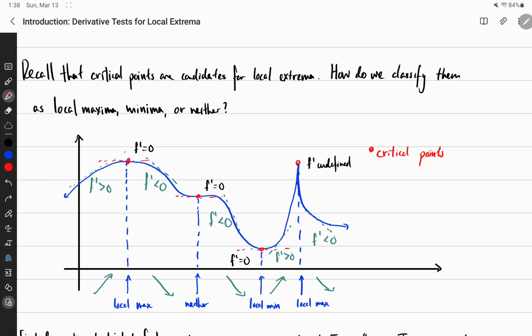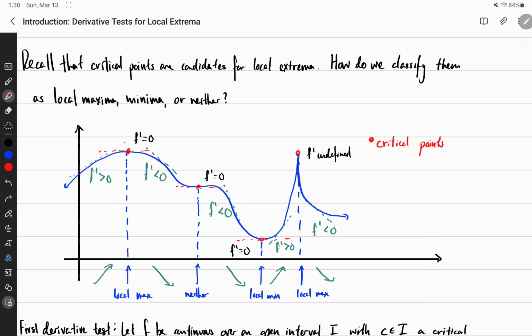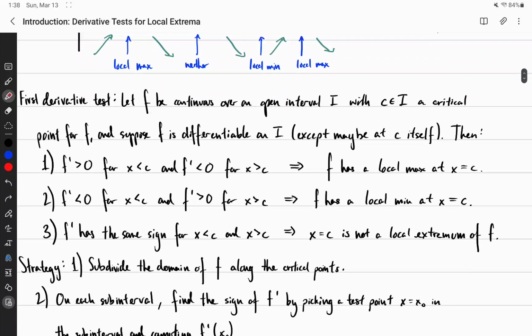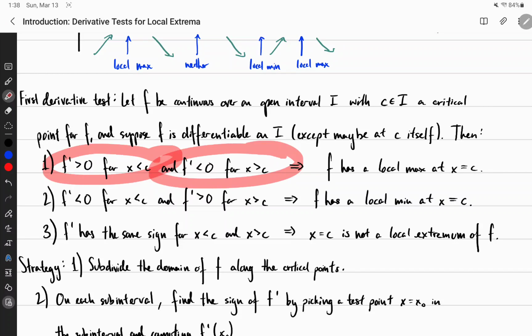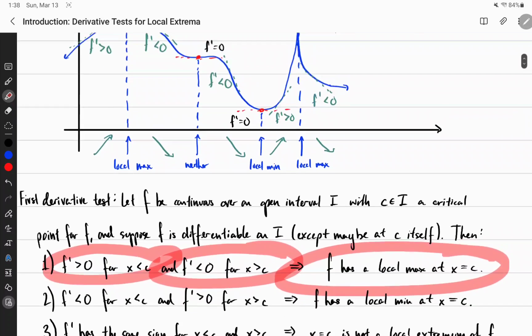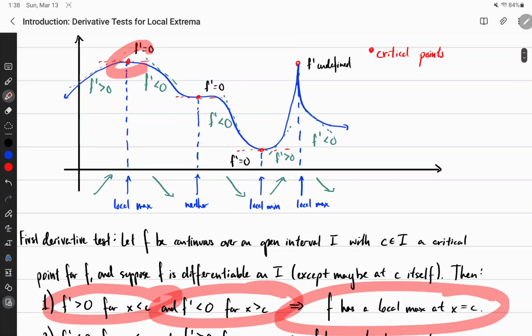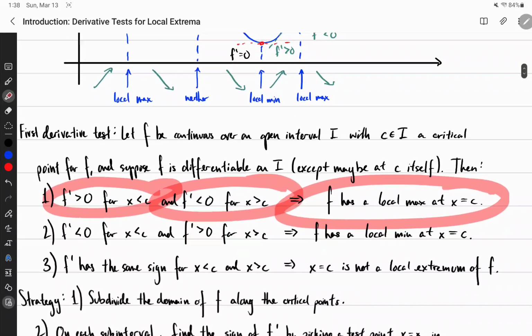The investigation we just did is summed up in the first derivative test. If you want to see all the details, you can pause the video here and take a look. But the short version of what's going on is we've got 3 cases. If the derivative is positive to the left of your critical point and negative to the right of it, then that means your function has a local maximum at this critical point. This is the case, for example, at this left-hand and right-hand critical point that we looked at in our diagram.